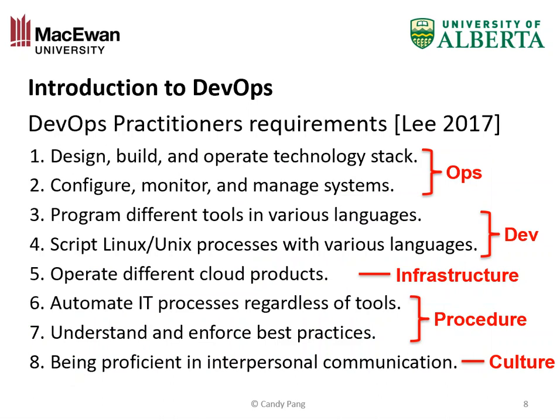Lee studied DevOps practitioner job postings on LinkedIn and summarized these 8 job requirements. The first 2 are operations related. The next 2 are development related. Number 5 is technologies and infrastructure related. Number 6 and 7 are procedural requirements. Last but not least, number 8 is a cultural requirement. Who are the people having all these skills? They are called jacks of all trades.